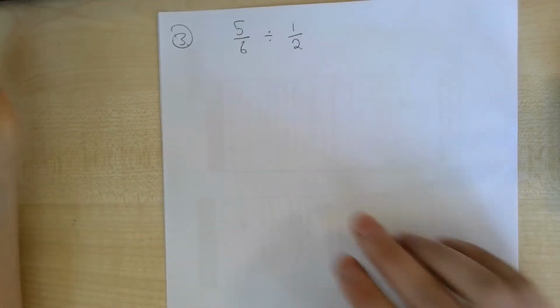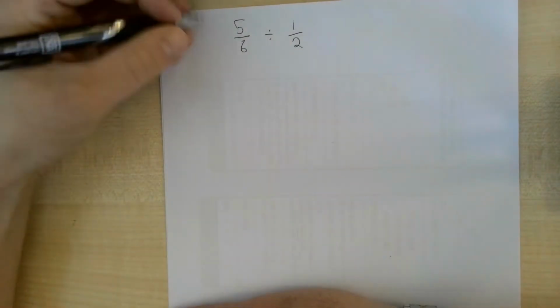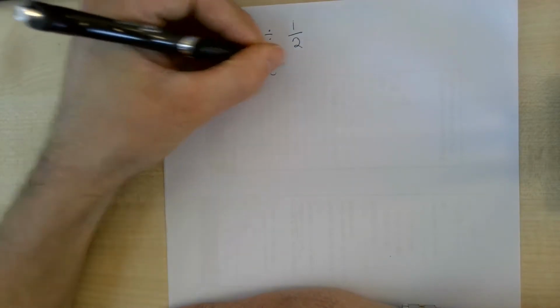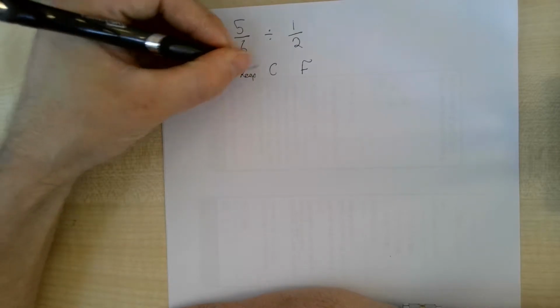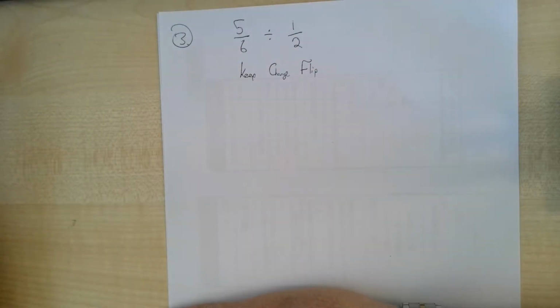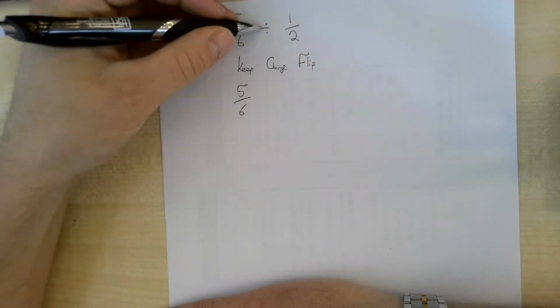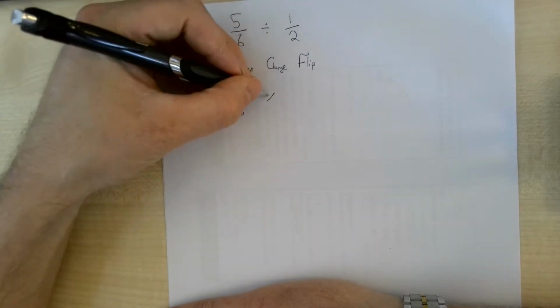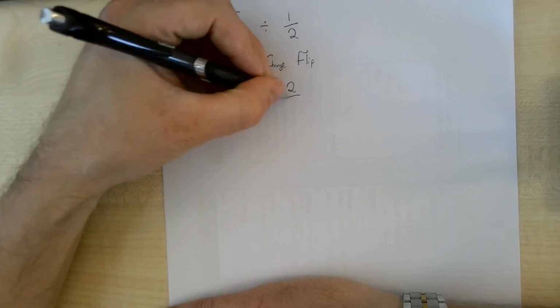Right, let's jump along to dividing fractions. Remember, as I said before, if you can divide fractions, then you can multiply fractions. So we're going to take what we've just done and we're going to apply it to this. The first key thing we need to remember with dividing fractions is using KCF, which is just an acronym for keep, change, and flip. So we're going to keep the first fraction, and we're going to change division to its inverse, which is multiplication, and we're going to flip the final fraction, so it's going to be 2 over 1.